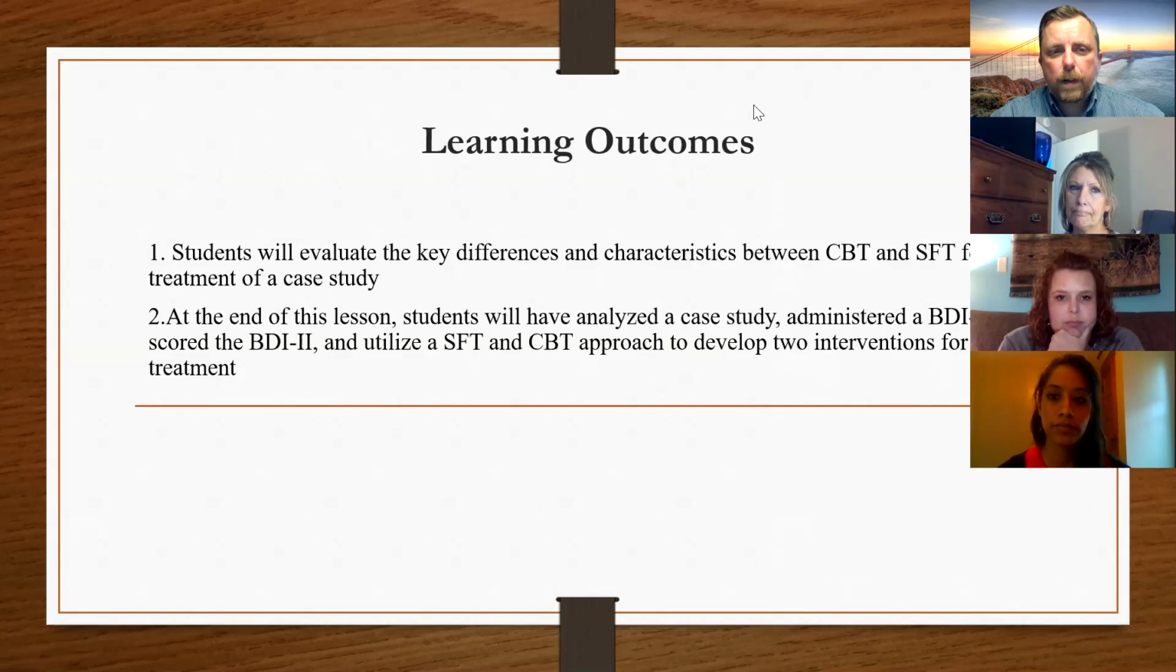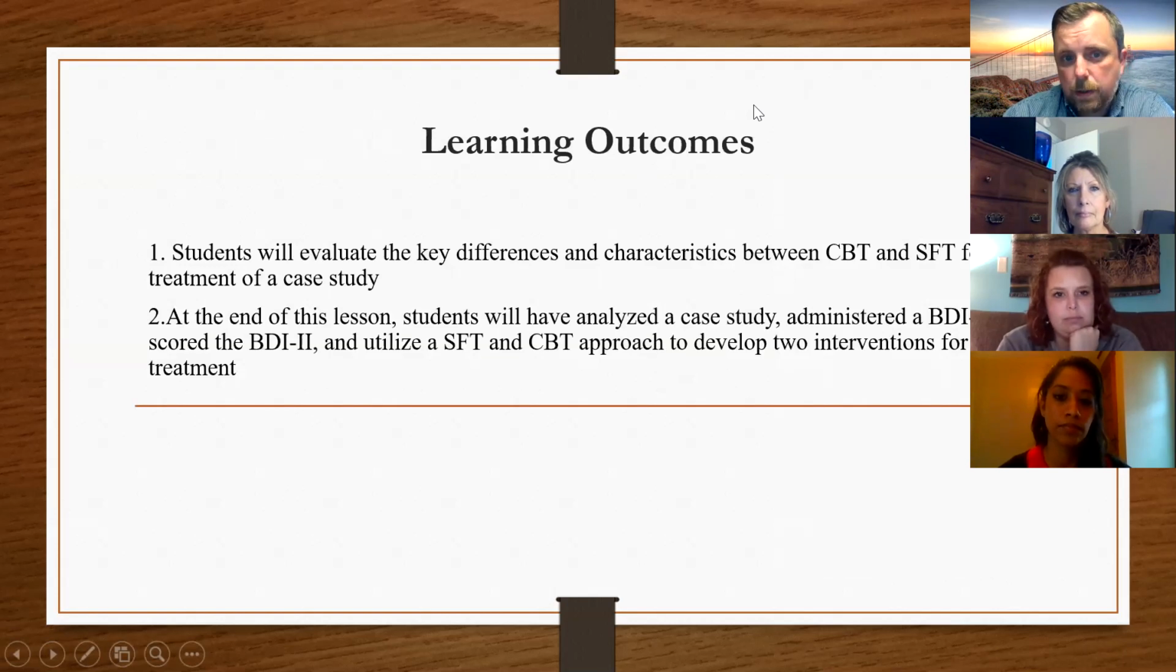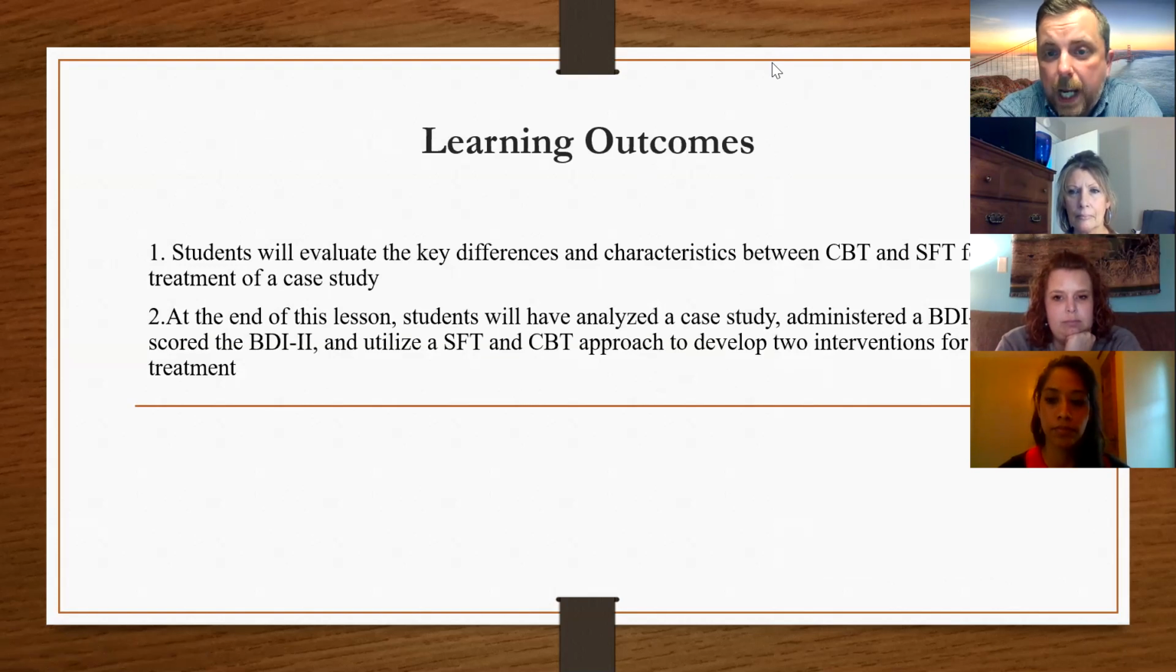Learning outcomes: students will evaluate key differences between CBT and SFT. We talked about that. We'll be looking at a case study with Jessica. And at the end of the lessons, you'll analyze that case study, administer a BDI-2, and score it. Each of you will be paired up, where one of you will be doing SFT, one of you will be doing CBT, and you'll create an intervention each. And then I want you to talk about that amongst yourselves. So it'd be kind of like a group share of what you think the differences are.